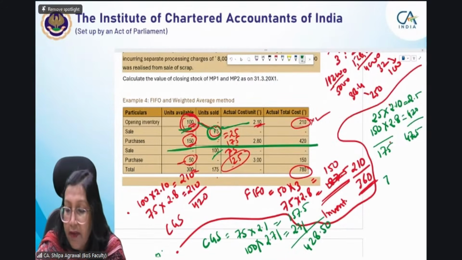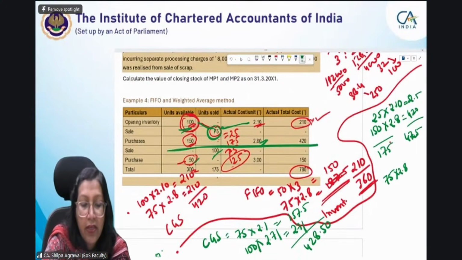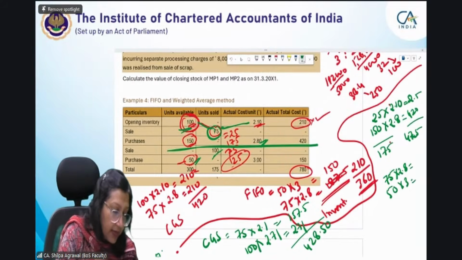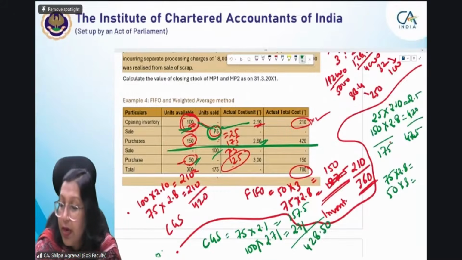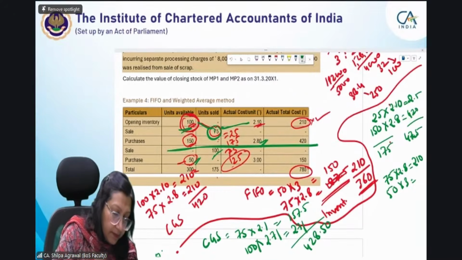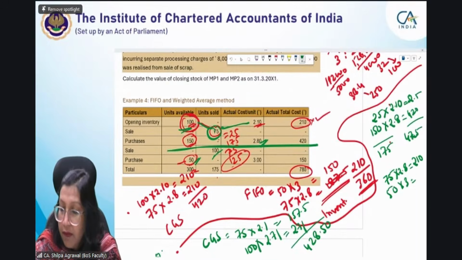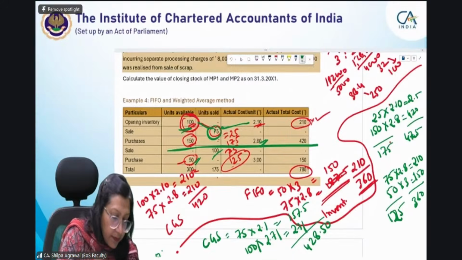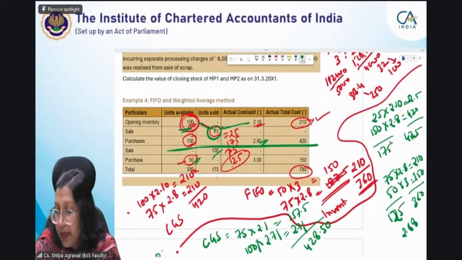Now 75 units from this 2.8 plus 50 units which we did as another purchase of 3 rupees. Please tell me the calculation. 75 into 2.8 comes to 210 and 50 into 3 comes to 150. So what will my average value be? 360 for these 125 units. Okay. So we get 360 divided by 125, the per unit value we got is 2.88 inventory. Hope it is clear.